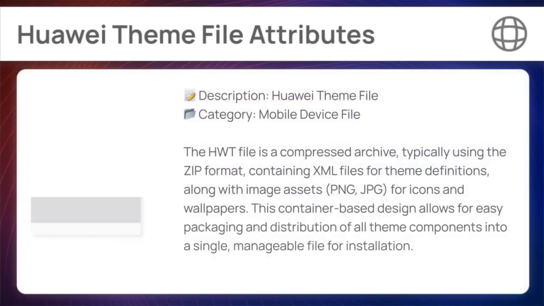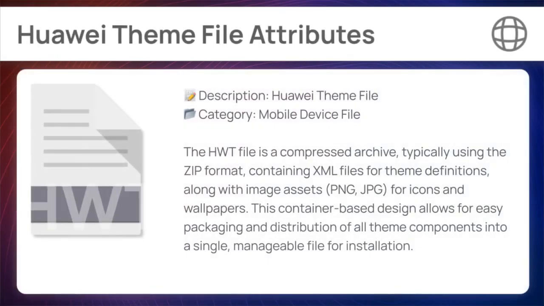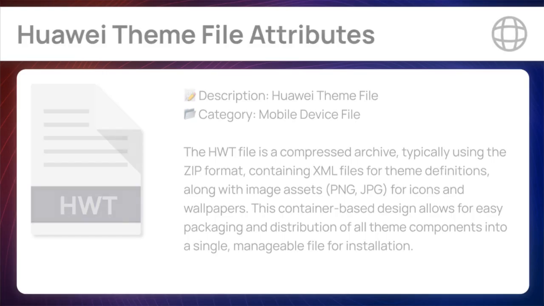The HWT file is a compressed archive, typically using the zip format, containing XML files for theme definitions, along with image assets, PNG, JPG for icons and wallpapers. This container-based design allows for easy packaging and distribution of all theme components into a single, manageable file for installation.